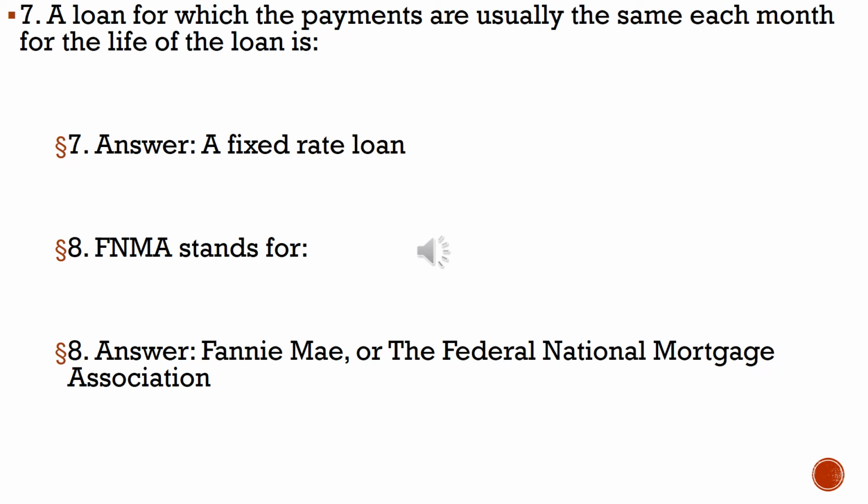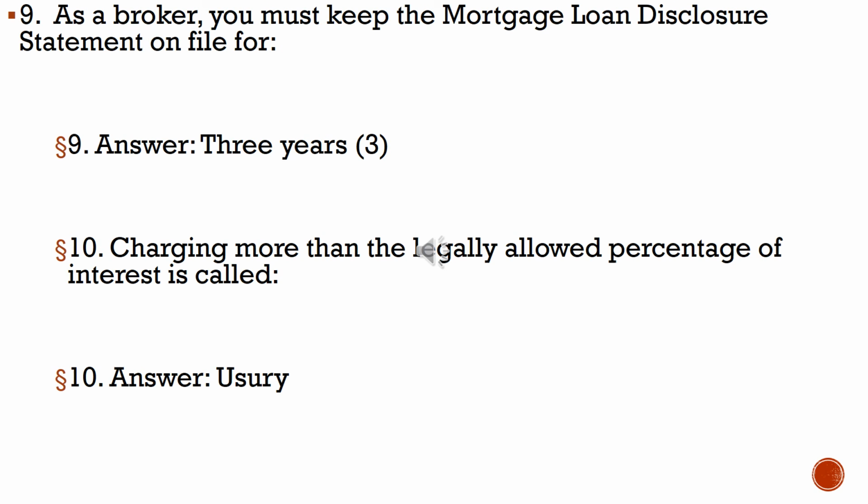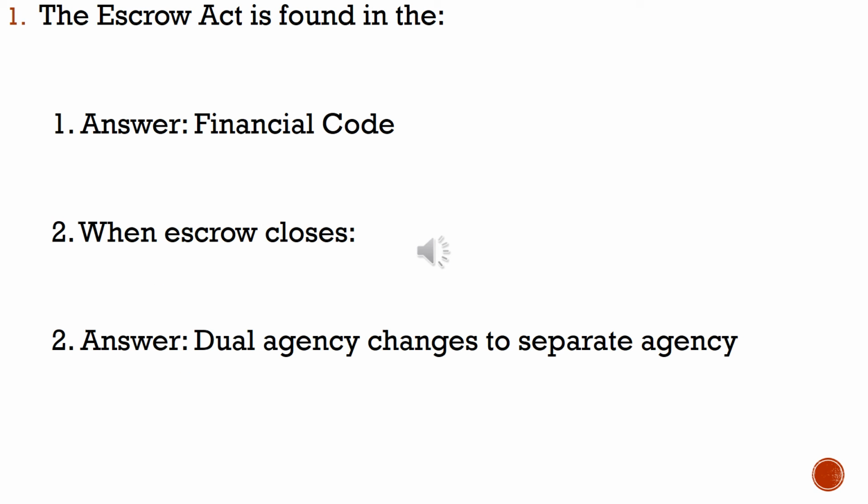Question number 8. FNMA stands for, answer: Fannie Mae or the Federal National Mortgage Association. Question number 9. As a broker, you must keep the mortgage loans disclosure statements on file for, answer: 3 years. Question number 10. Charging more than the legally allowed percentage of interest is called, answer: usury. Question number 1. The Escrow Act is found in the, answer: Financial Code.